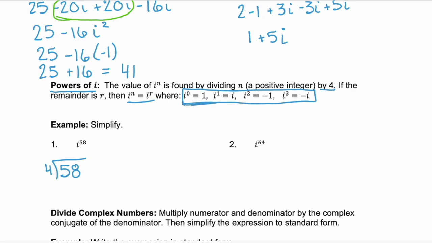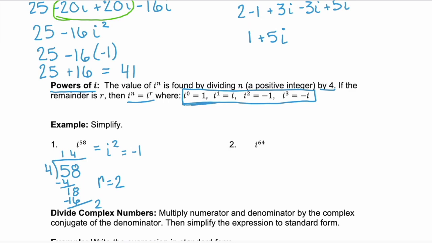58 divided by 4. 4 goes into 5 one time. And we have 18. 4 goes into 18 4 times. That's 16. And we have 2. So our remainder here is 2. That means i to the power of 58 is equivalent to i to the power of 2, or i squared, which means i to the power of 58 is negative 1.